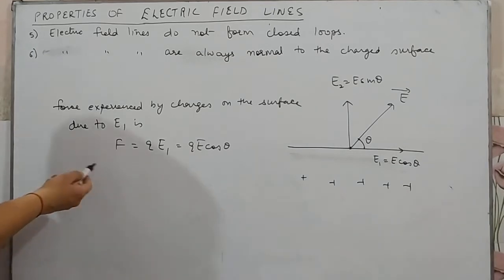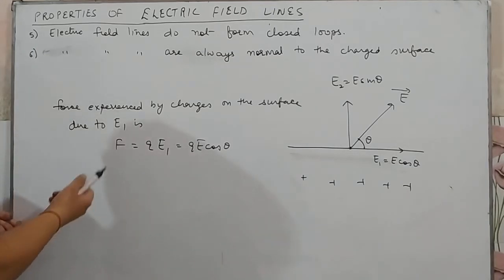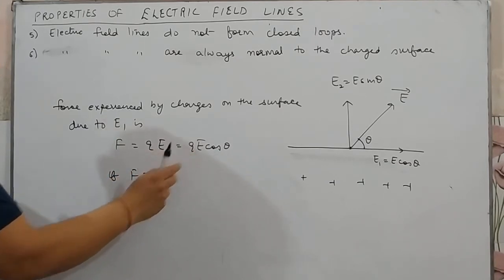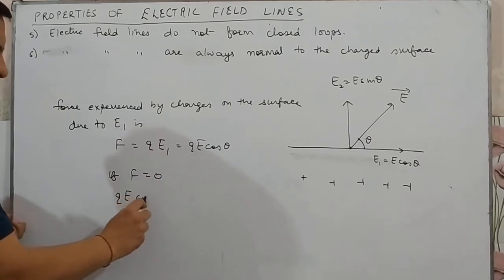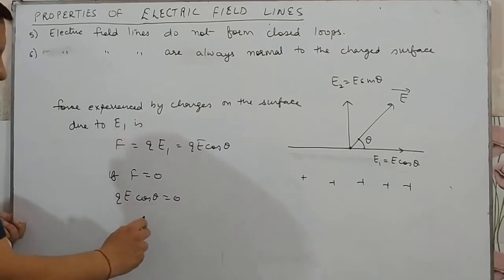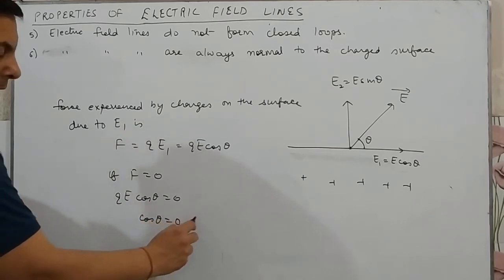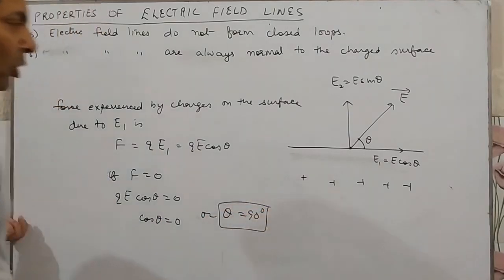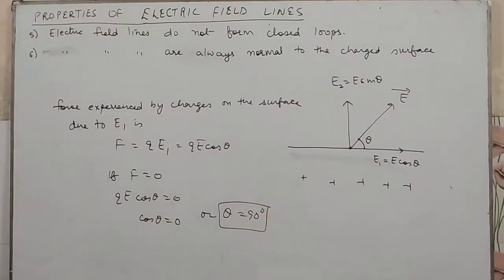That means F should be equal to 0 because there is no movement, so the force should be 0. If F equals 0, then QE cos theta is also equal to 0. Q is not 0, E is not 0. That means the only thing that can be 0 is cos theta, and that is possible only when theta equals 90 degrees. That means the only option is that the electric field lines emerge perpendicularly from the charge surface.